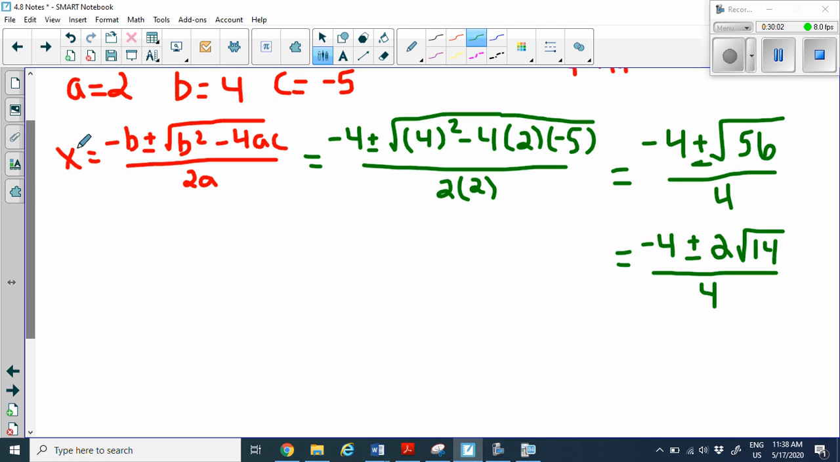So now we're going to go ahead and simplify here. So 2 can go into -4 2 times, and we need to keep that negative sign. Or another way of doing this is we're doing -4 divided by 2. Then we have the plus minus. Then we're going to divide this 2 by 2, so 2 divided by 2 gives us 1.